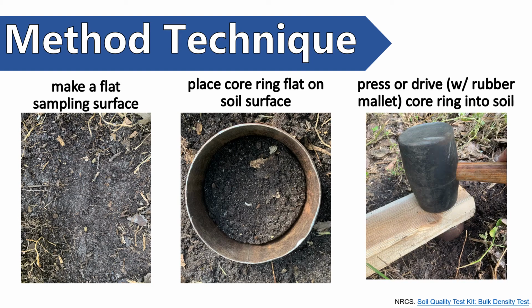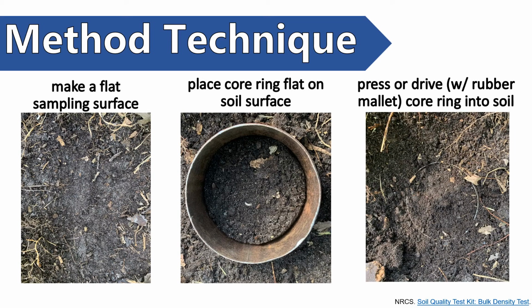Then place the core ring flat on the surface of the soil you would like to sample. And then press or drive carefully with a rubber mallet the core ring into the soil. And this is very important to do slowly and with the appropriate amount of force so that you do not cause compaction of the soil sample inside of the core.